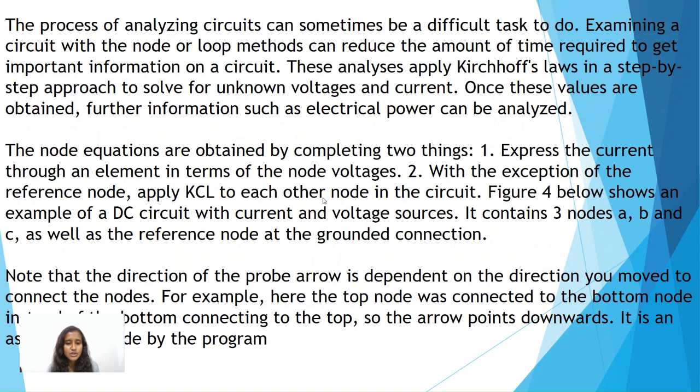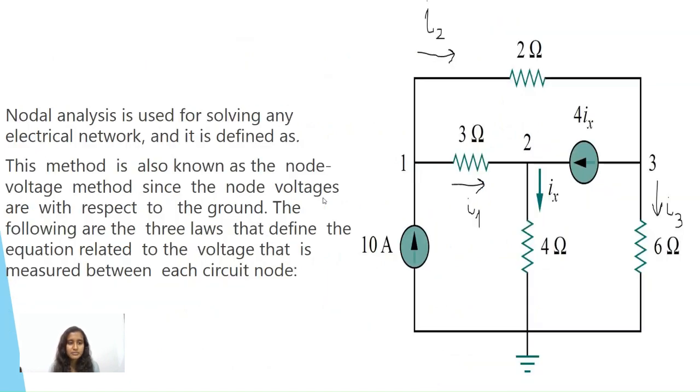Note that the direction of the probe arrow is dependent on the direction you move to connect the nodes. For example, here the top node was connected to the bottom node instead of the bottom connecting to the top. So the arrow points downwards. It is an assumption made by the program.